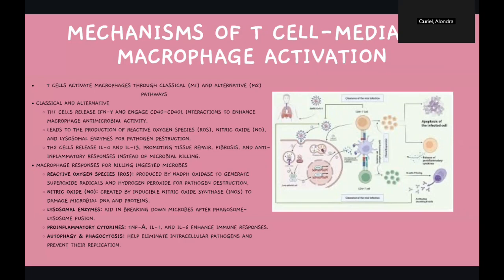The macrophage responses for killing ingested microbes are: ROS, which is produced by NADPH oxidase to generate superoxide radicals and hydrogen peroxide for pathogen destruction. Nitric oxide, created by inducible nitric oxide synthase to damage microbial DNA and proteins. Lysosomal enzymes, which aid in breaking down microbes after lysosome fusion. Pro-inflammatory cytokines, which are TNF-alpha, IL-1, and IL-6, enhance immune responses. Autophagy and phagocytosis help eliminate intracellular pathogens and prevent their replication.